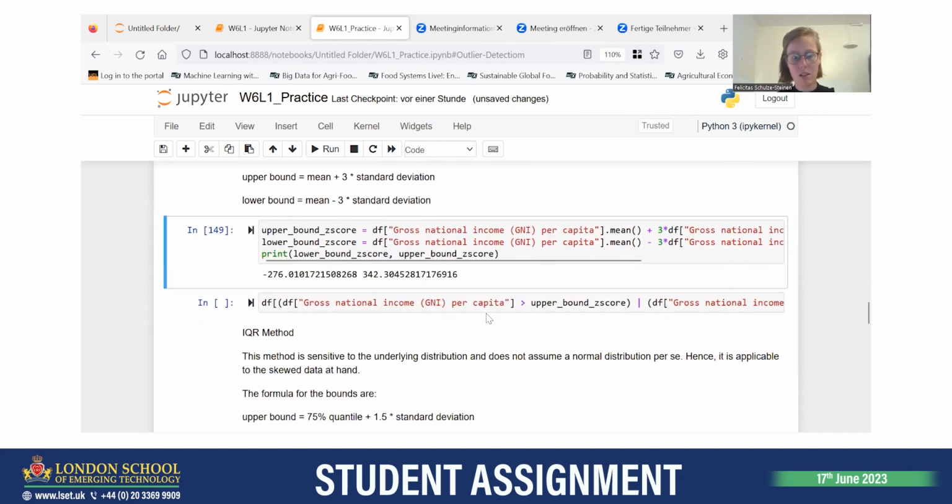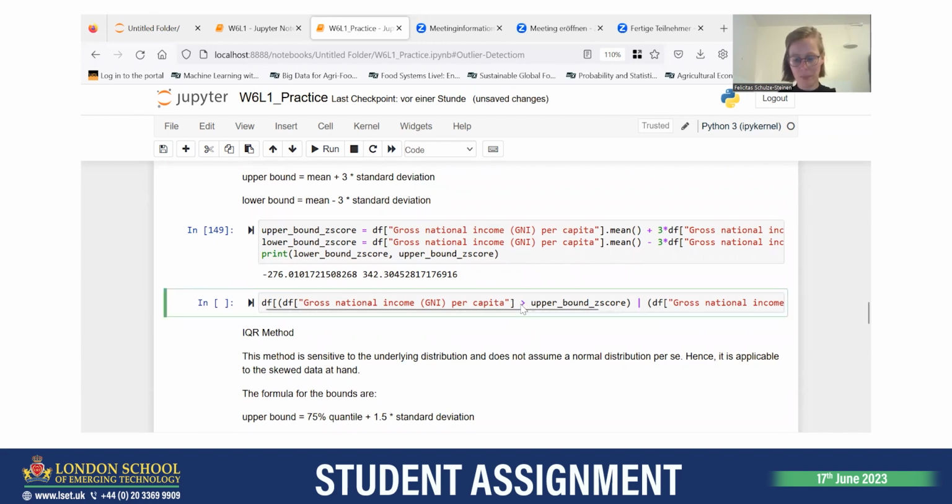In this case, the lower bound is minus 276 and the upper bound is 342. In theory, we could ignore the lower bound from now on because it doesn't really make sense to have a negative GNI. But for comprehensiveness, I will just include it now. And I guess it's good for training purposes as well to just include it.